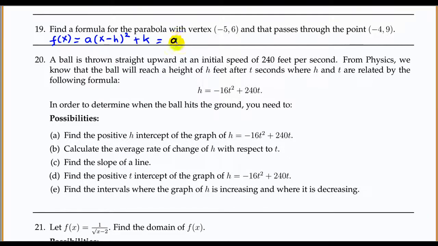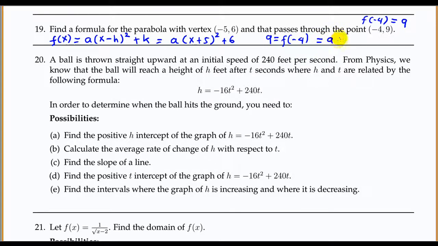The parabola equation looks like this: a times (x minus h), so (x plus 5) squared plus k, and k is 6. Now our job is to find what a is, and we can use the other information. It tells us that f of -4 is equal to 9. So 9 is equal to f of -4, and according to this, f of x is that.